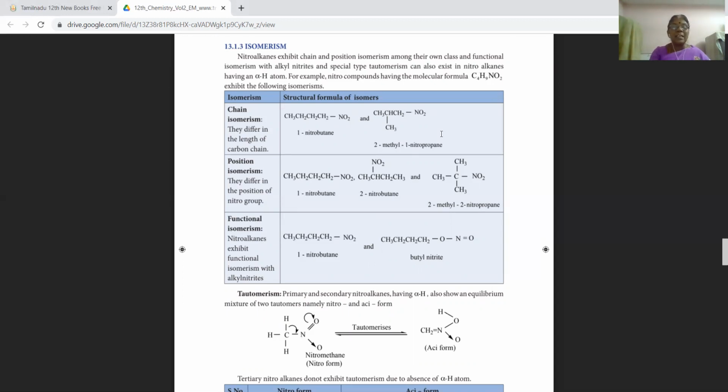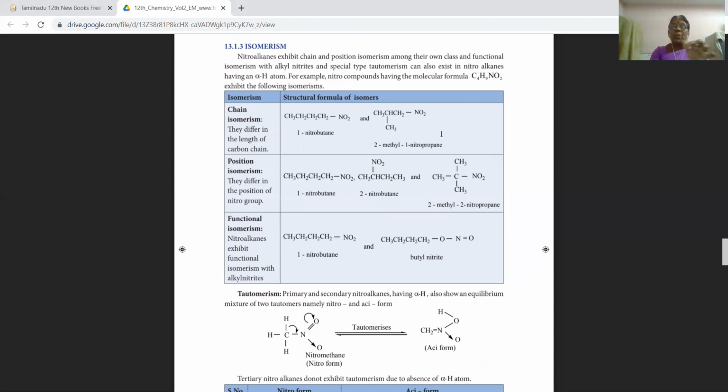Next is functional isomerism. Nitroalkanes exhibit functional isomerism with alkyl nitrites. That is, 1-nitrobutane and the next one is butyl nitrite. In nitrobutane, the carbon is directly attached with NO2.